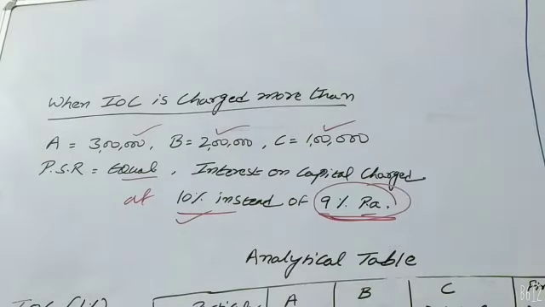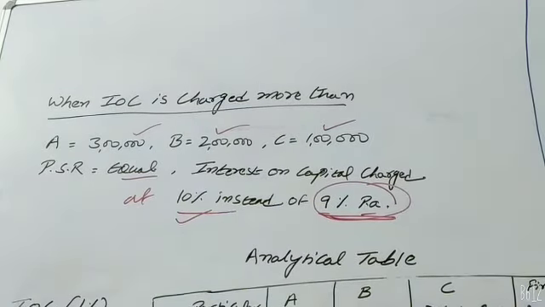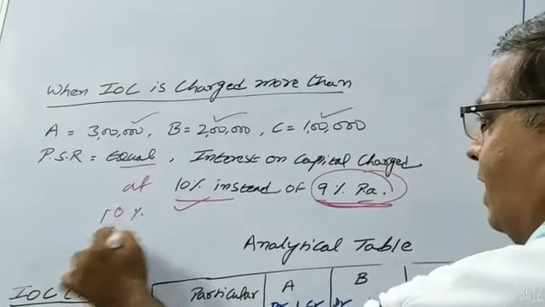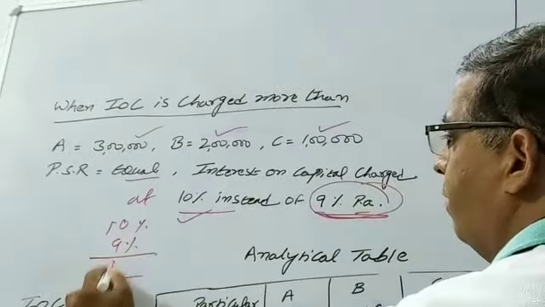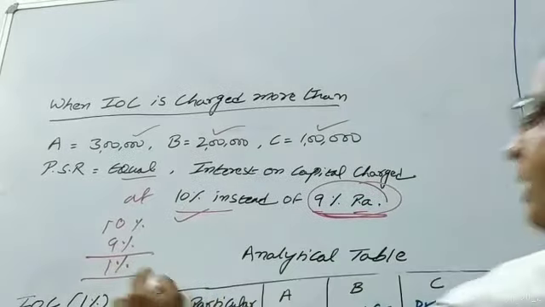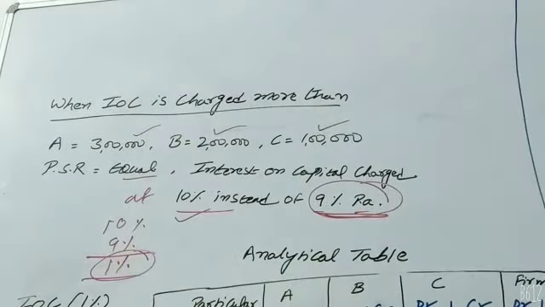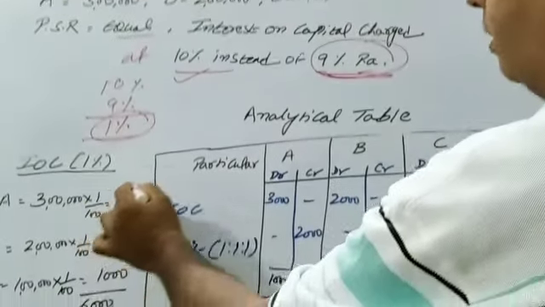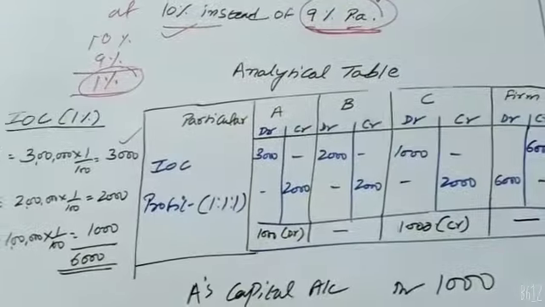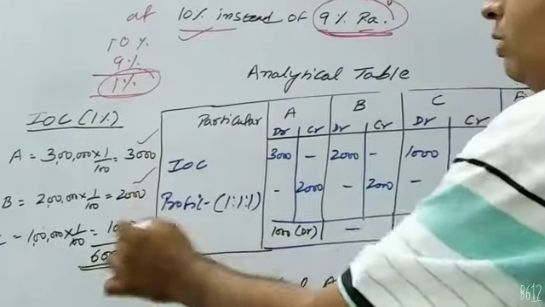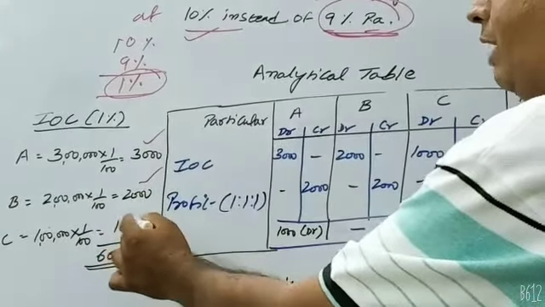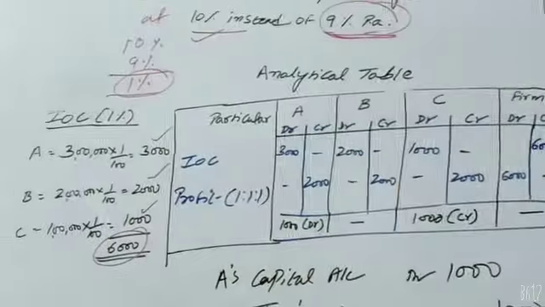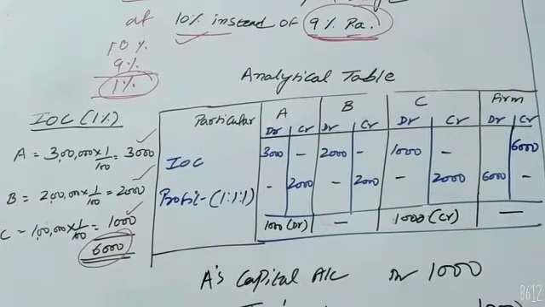In such type of cases, first we will be taking the difference between the two rates. One is 10% and second is 9%. The difference comes to 1%. So 1% interest on capital we will be calculating. So here we have calculated 1% interest on capital. So for A, 3 lakh at 1% comes to 3,000, B 2 lakh at 1% is 2,000, C 1 lakh at 1% comes to 1,000. Total is 6,000. Now again let's prepare an analytical table.